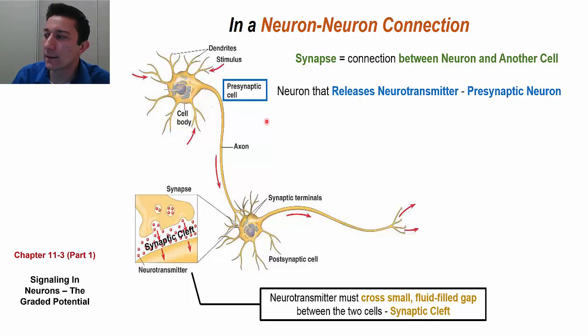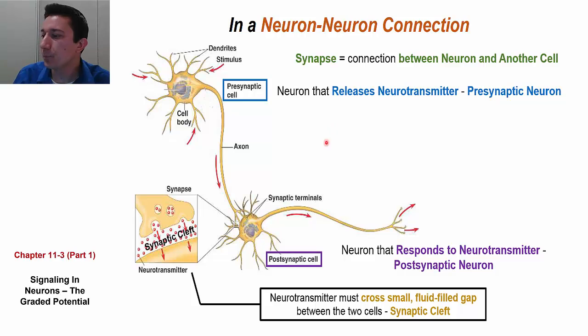The neuron that's releasing our neurotransmitter is going to be referred to here as our presynaptic cell. So presynaptic means before the synapse. So this is our neuron that's going to be releasing our neurotransmitter. And then receiving that neurotransmitter and responding to it is what we call our postsynaptic cell. So it's going to be receiving and responding to the neurotransmitter that was released by our presynaptic cell.